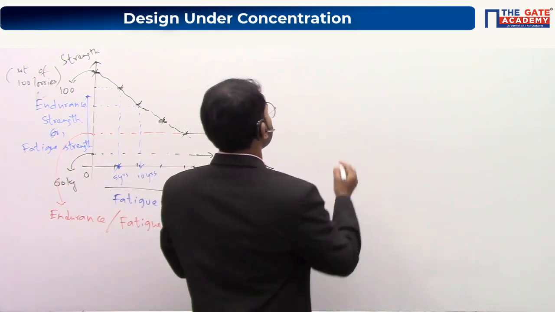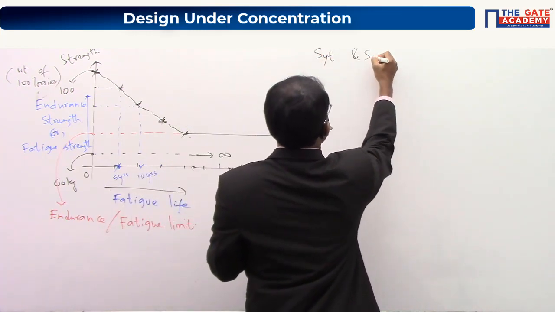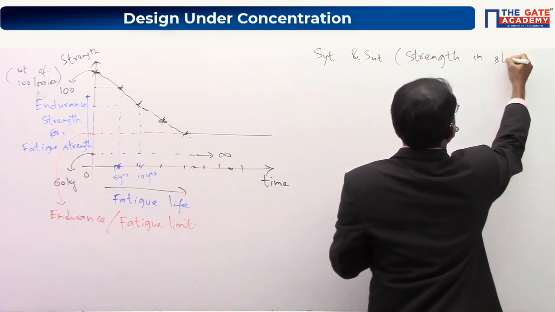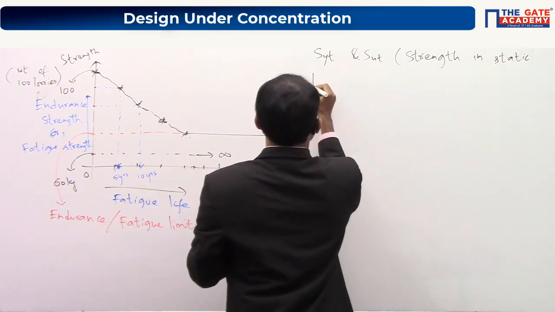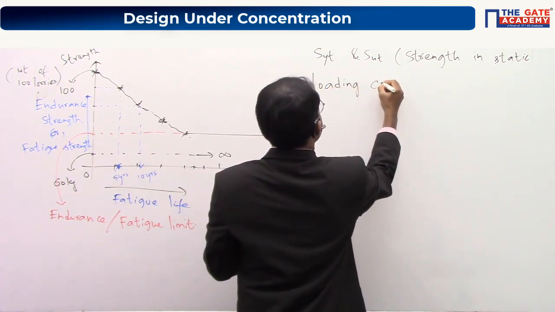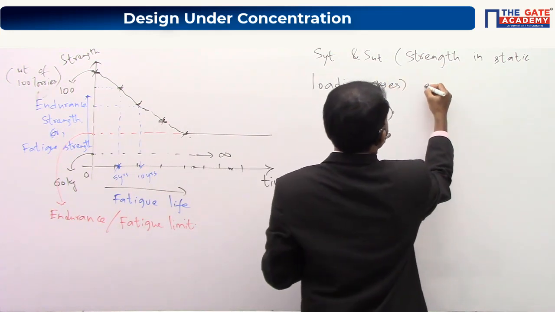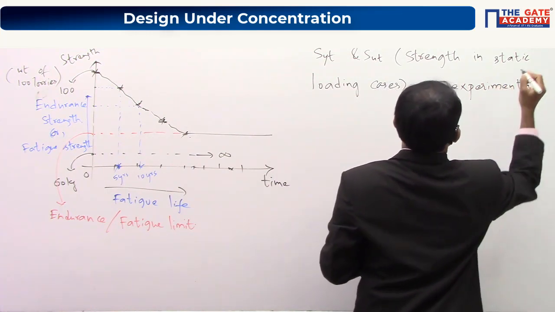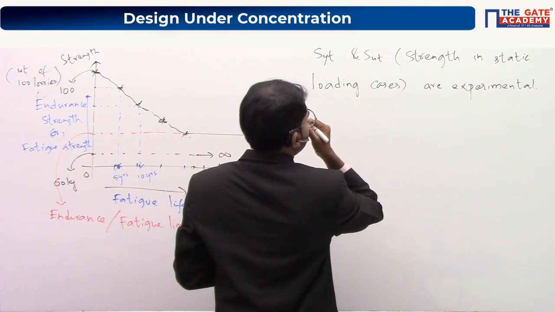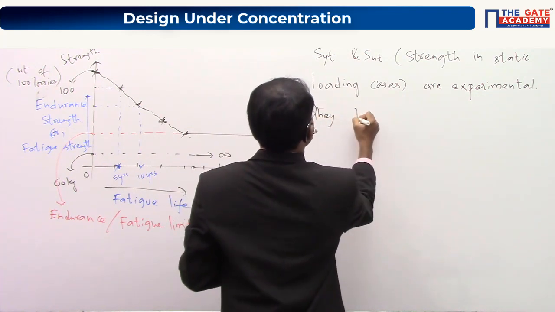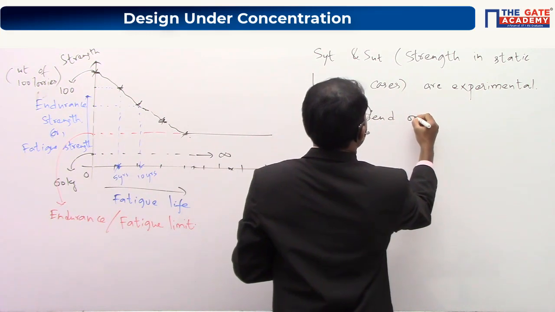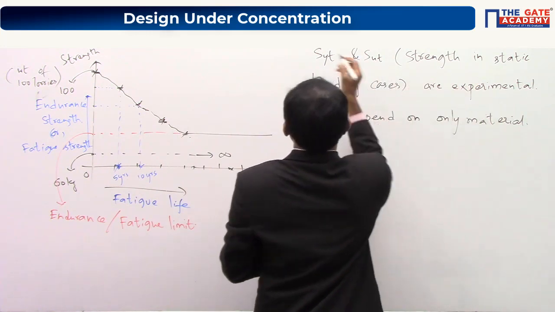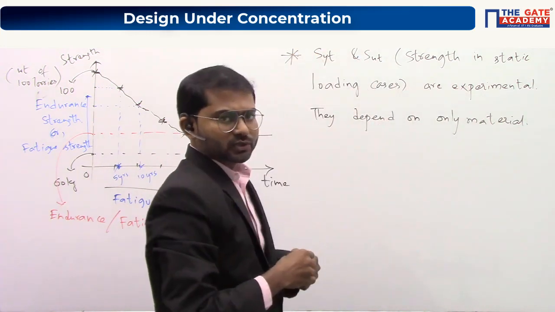So strength, SYT and SUT, that means strength in static loading cases are experimental. Strength in static loading cases are experimental. They depend on only material. Okay, this is a very important point. So they depend upon only material.